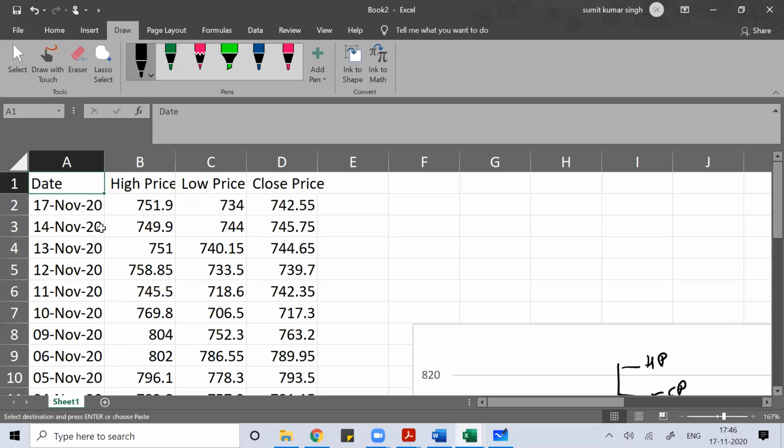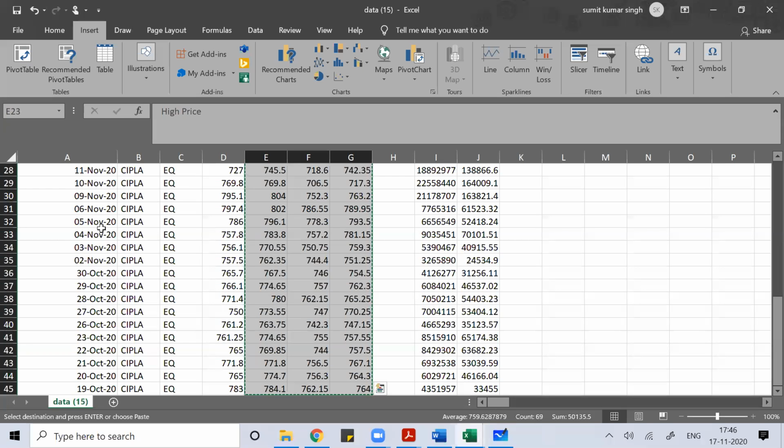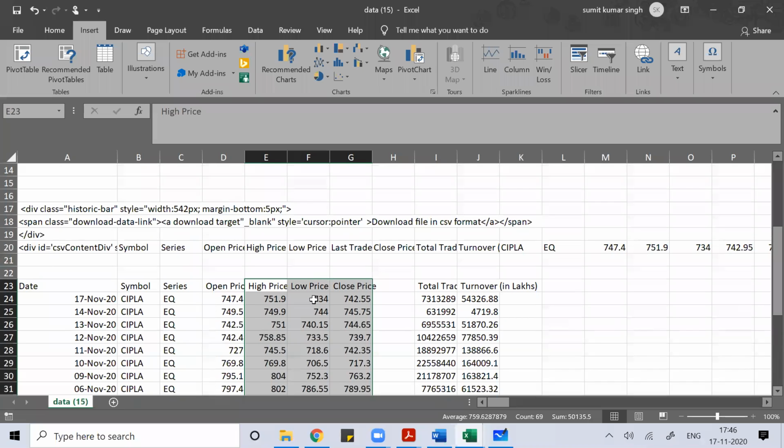So whenever you get a stock, you can look into the highest, lowest, and closing price of the stock whenever you are trying to make an analysis about the movement of the stock. Okay, so this is just a way to consider the movement of the stock.